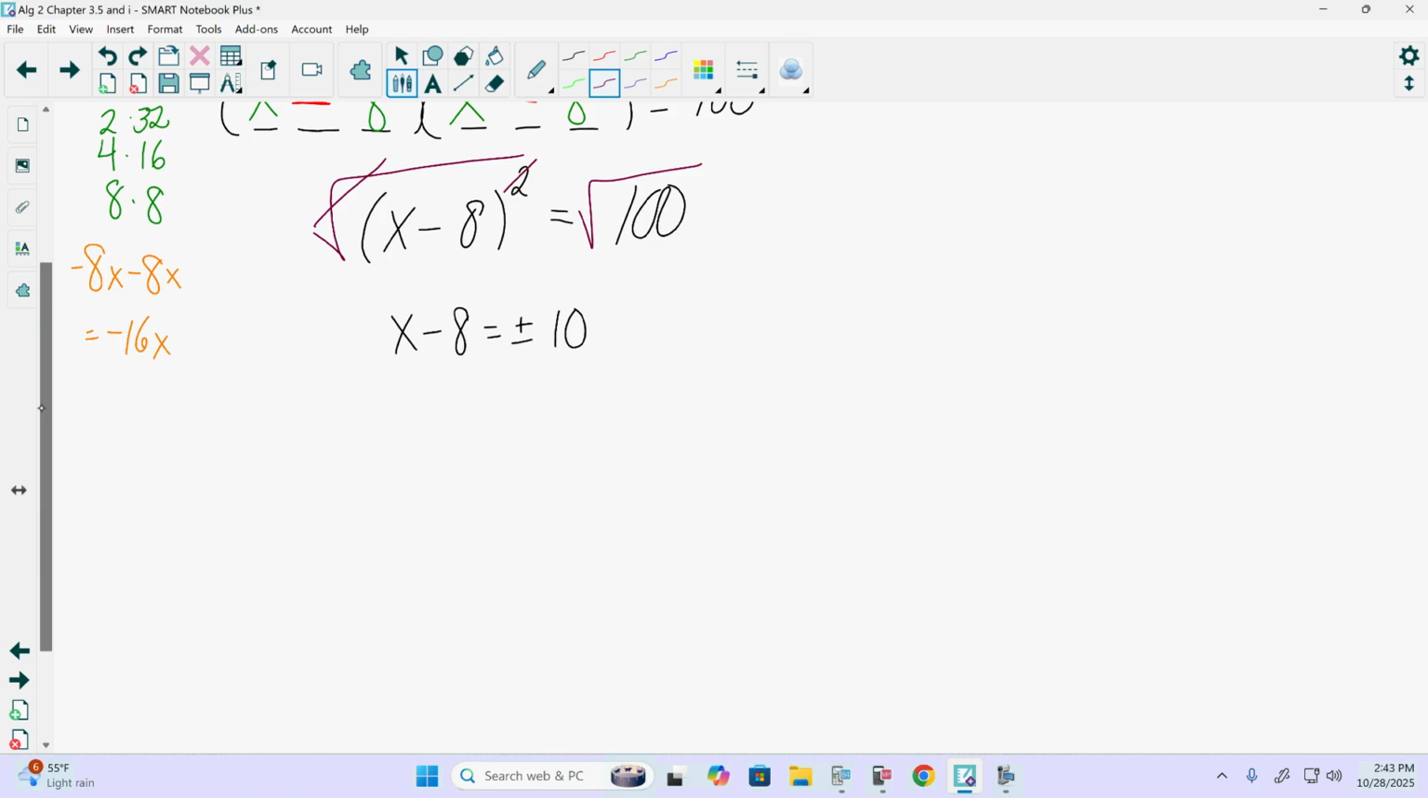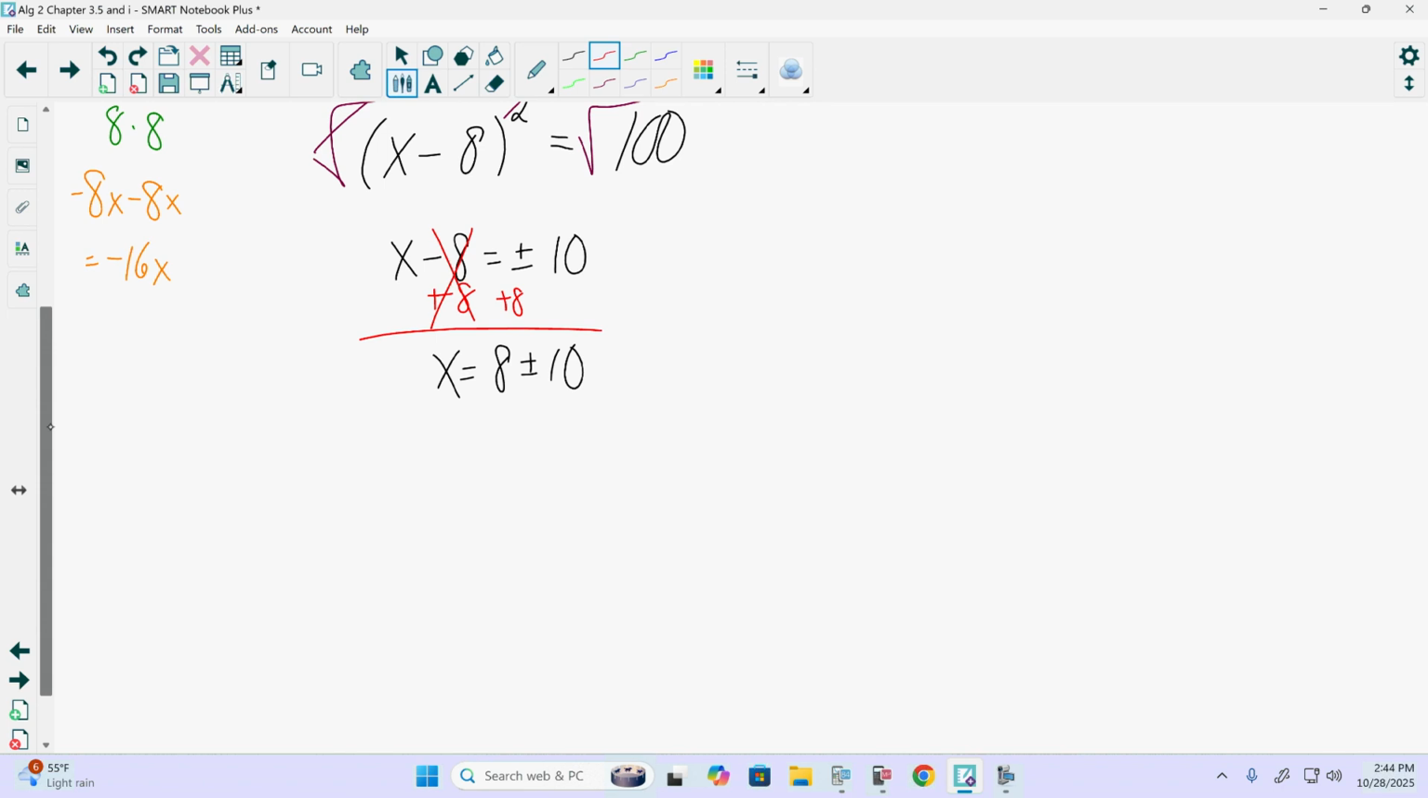Questions on this so far? Is x by itself? No, so what do we need to do? Add 8 to both sides. Negative 8 plus 8 is 0, leaving us with x by itself. Since we added 8 to positive or negative 10, we need to put that positive 8 in front of the 10, telling us that x is equal to 8 plus or minus 10. Yes?